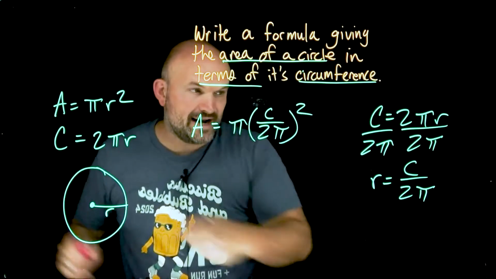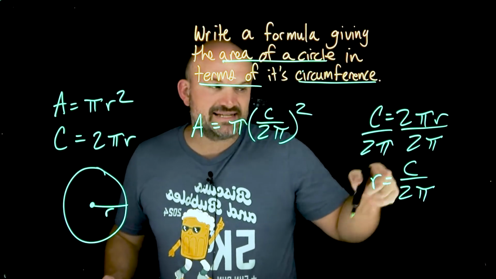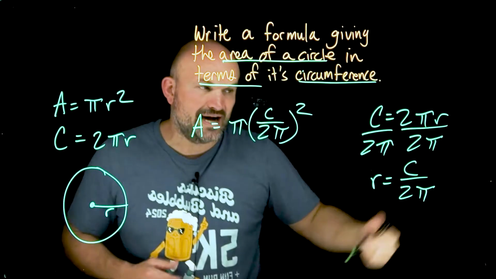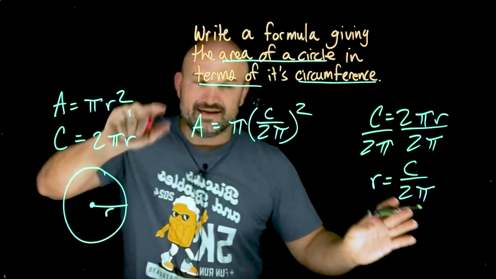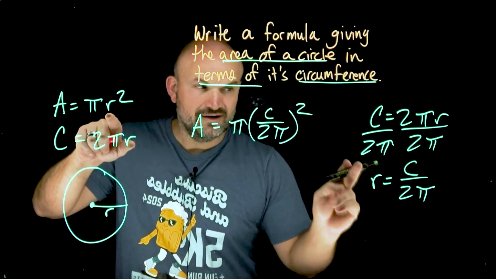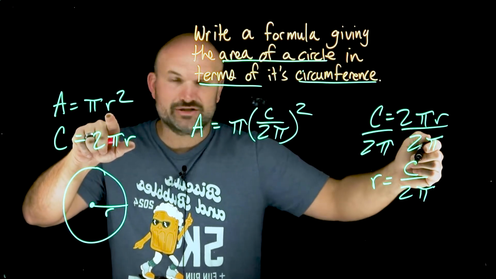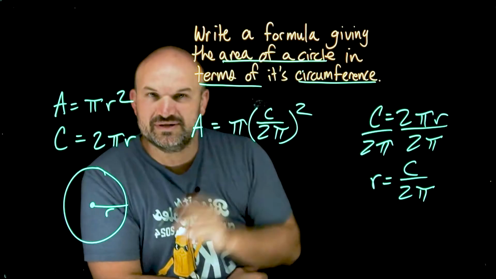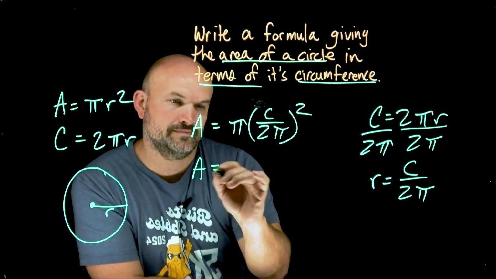Now, if I rewrite r as being based on your circumference, then I replace this r with this r, and because this r is in terms of circumference, therefore the area is in terms of circumference. Now let's go and simplify this and see what we get.